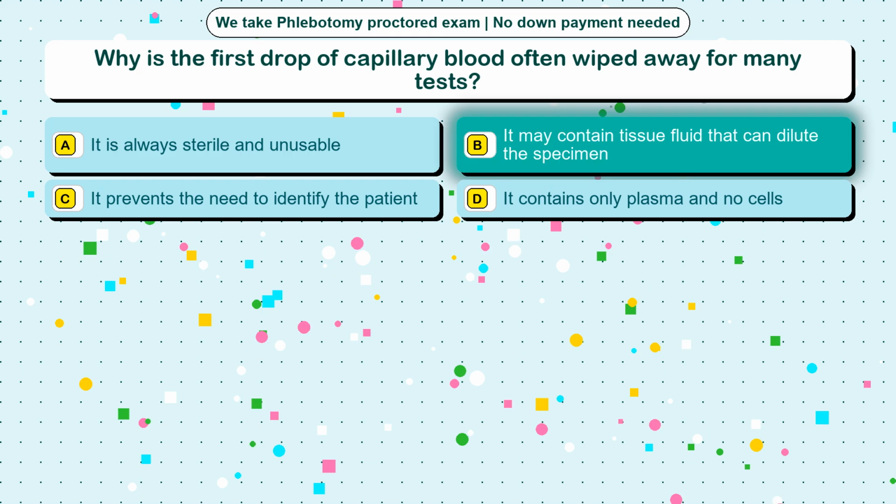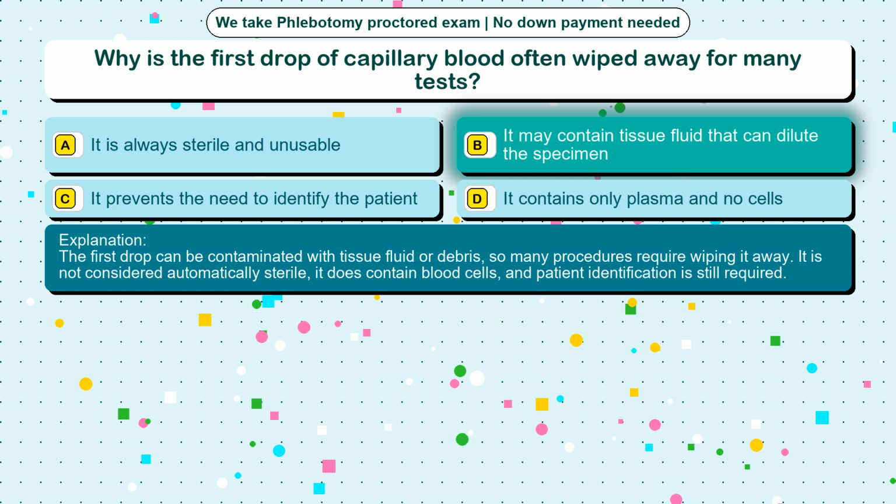The correct answer is option B. It may contain tissue fluid that can dilute the specimen. The first drop can be contaminated with tissue fluid or debris, so many procedures require wiping it away. It is not considered automatically sterile, it does contain blood cells, and patient identification is still required.